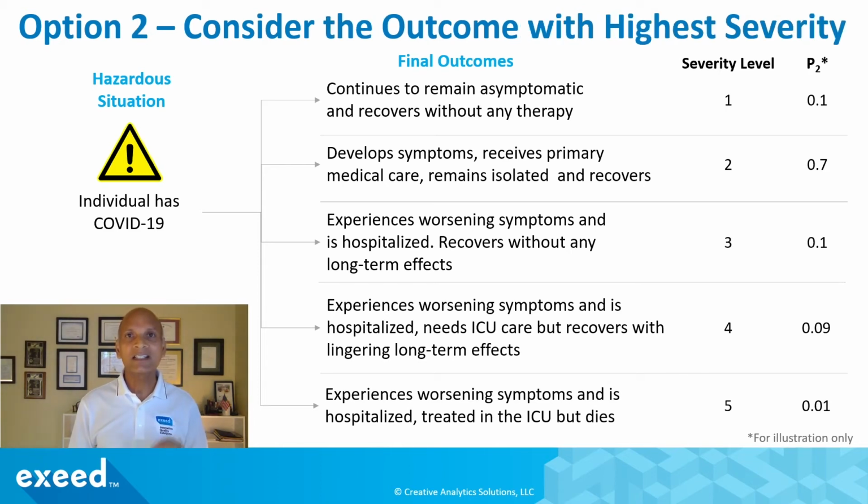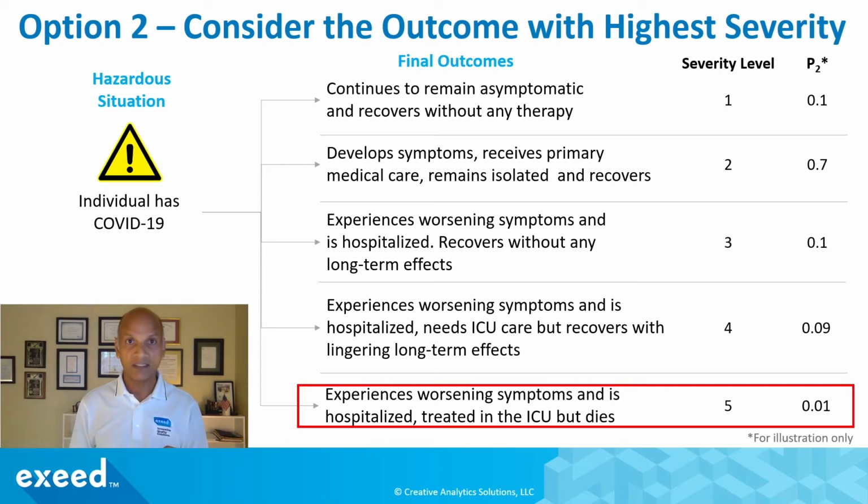Option number 2 is to consider the outcome with the highest severity, which is number 5 right here, even though P2 is quite low. Overall probability will be much lower than the probability of harm for severity level 2, right? But you could say, I'm going to take the most conservative approach and apply the severity level of 5. Because it is likely to happen, so I'm going to consider that.